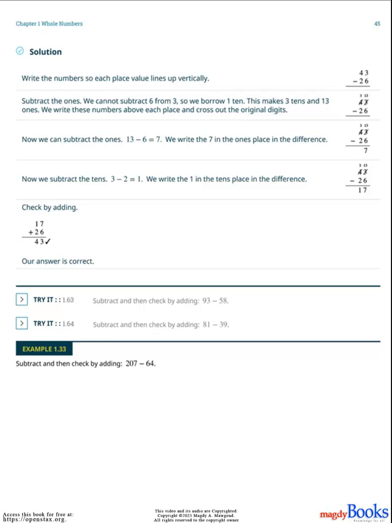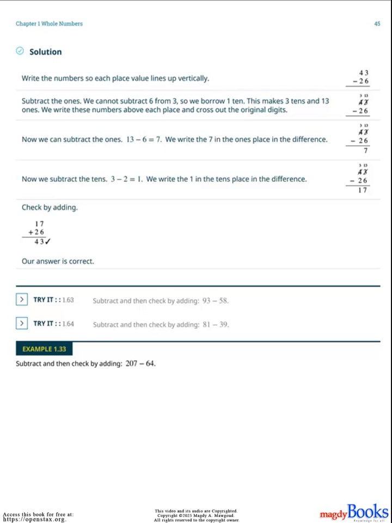2.2. Now we subtract the tens. 3 minus 2 equals 1. We write the 1 in the tens place in the difference. The result is 17. 3. Check by adding. 17 plus 26 equals 43. Check mark. Our answer is correct.